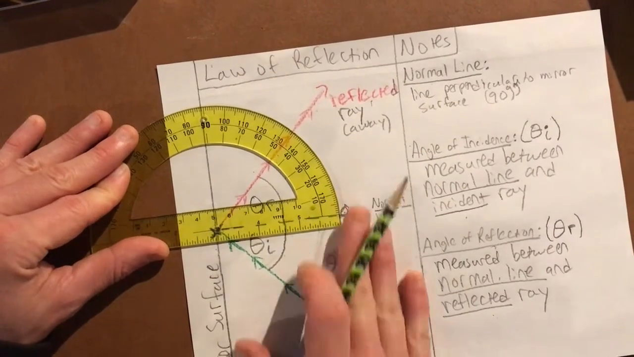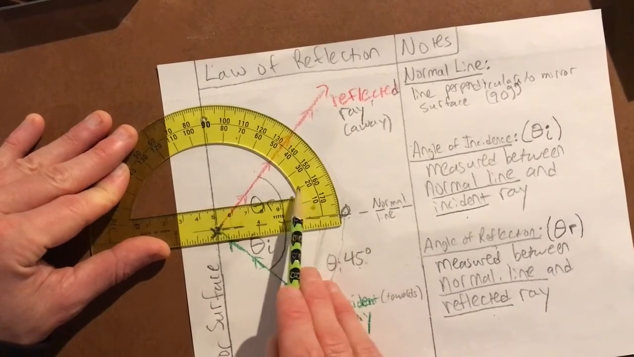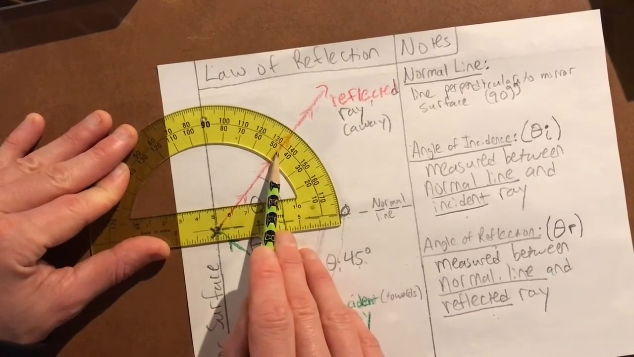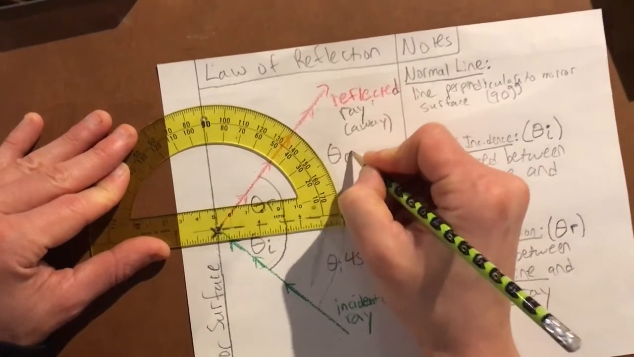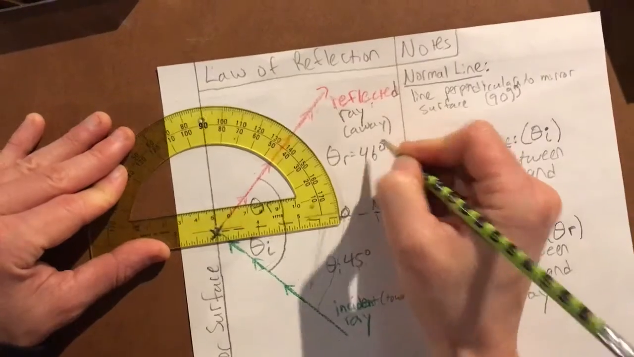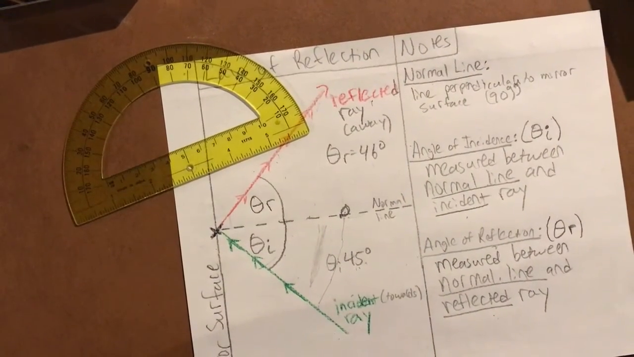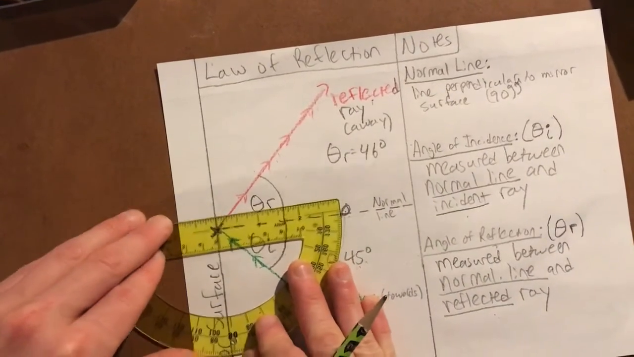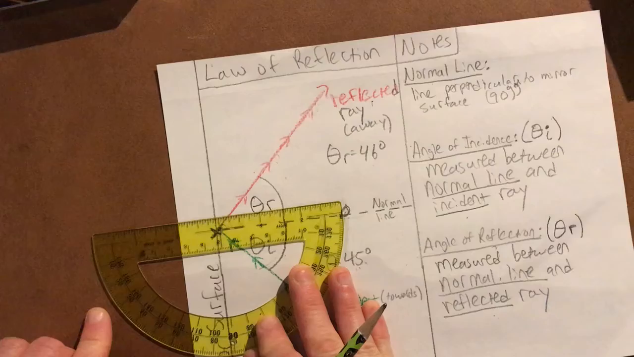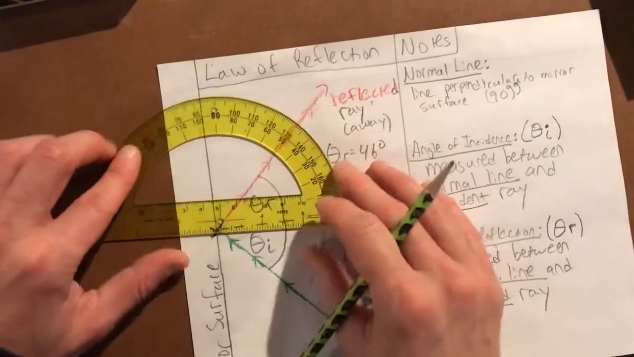Now let me try to do it and see what I get. 0, 10, 20, 30, 40. Oop, looks like 46 that time. Pretty close. My theta I and theta R, not without some errors, right? But those two angles should be pretty equal. You measure one like this. All right, crosshairs on the normal line. And then you measure the other like this, okay?